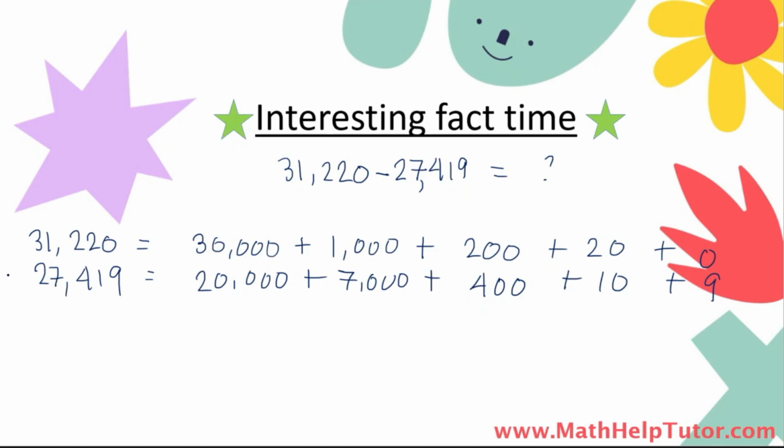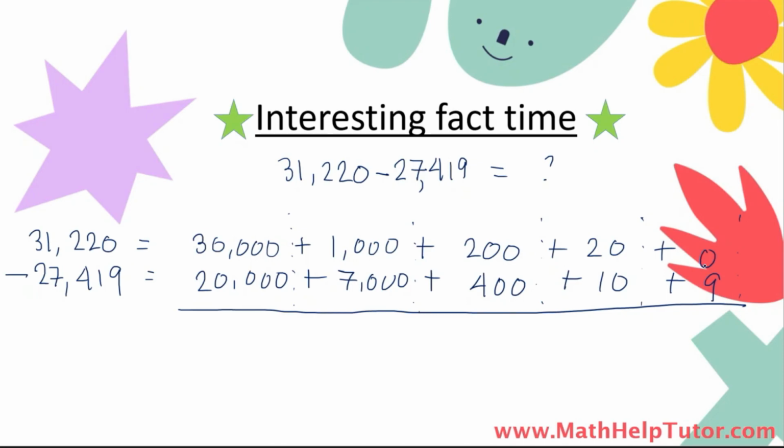So this is a subtraction operation. We are subtracting 27,419 from 31,220. That means we have to perform subtraction on the value of each place. So we do subtraction on the 10,000s place, on the thousands place, on the hundreds place, on the tens place, and also in the ones place. So let's put a line here to separate the decomposed numbers from the answer of our subtraction. Let's start from the ones place.